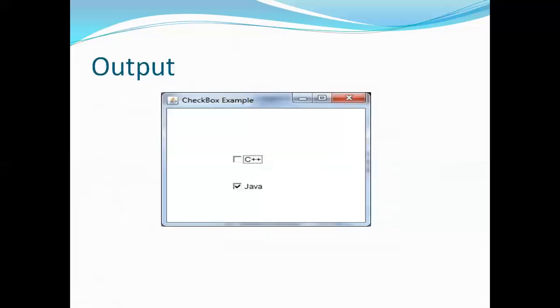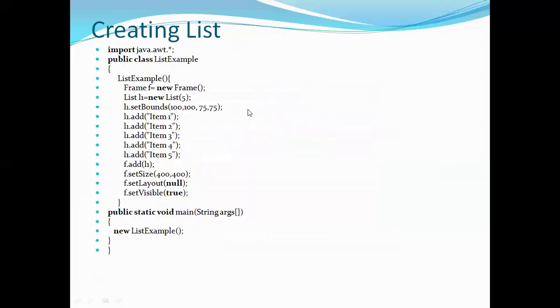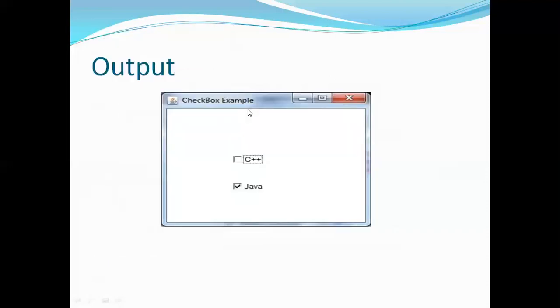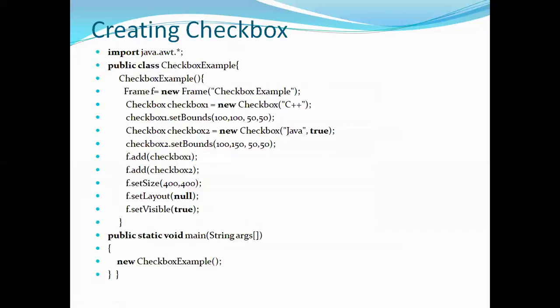Now, if you observe here, I've created a frame. The frame name is checkbox example. Inside that we have two checkboxes, C++ and Java. Now let's see how those two are included in the frame. Just observe in my class example, I'm creating a frame: Frame f is equal to new frame, frame name. Then I'm creating two checkboxes. The first one is checkbox1 is equal to new checkbox, which is my first checkbox object, and the name is C++, and for that I'm setting the bounds.